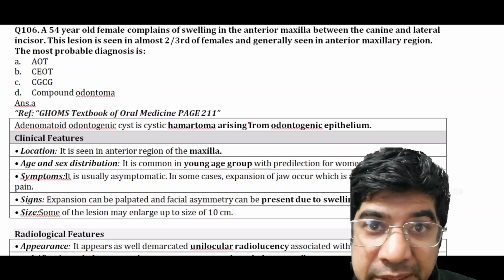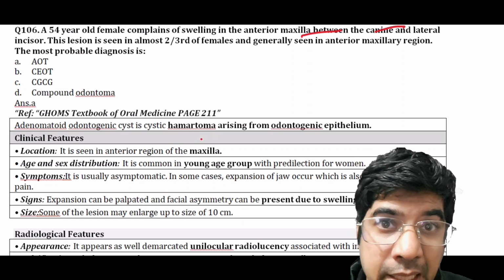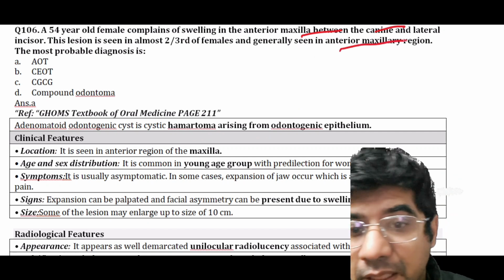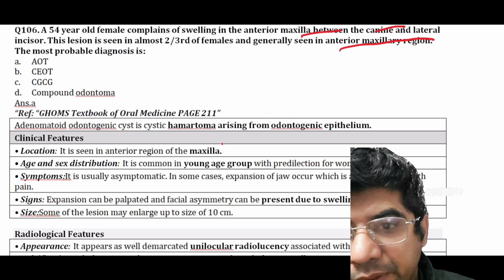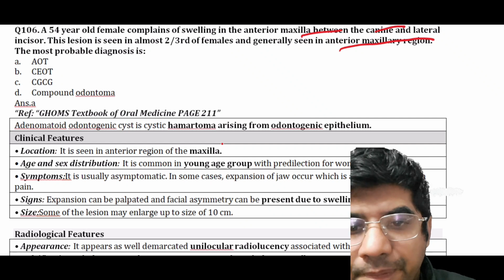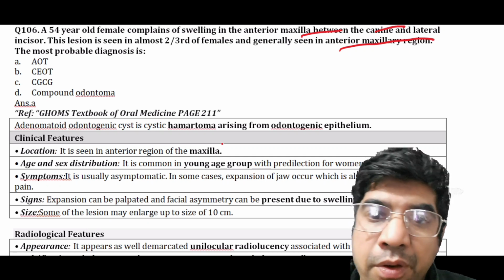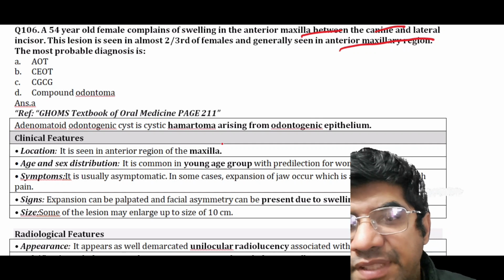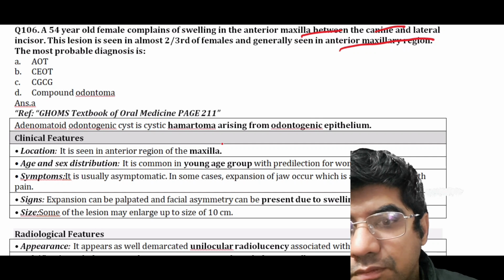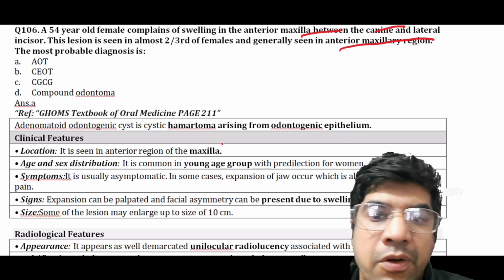A 54-year-old patient complained of swelling in the anterior maxilla between the canine and the lateral incisor. The lesion is almost two-thirds in females and is generally seen in the anterior maxillary region. Your diagnosis would be adenomatoid odontogenic tumor. It is commonly seen in the anterior region of the maxilla, in young age groups, with a predilection for females. There would be facial asymmetry due to the swelling. Lesions can enlarge, and on radiograph you would see a unilocular radiolucency. The location, female predilection, asymptomatic nature and radiological features are consistent with adenomatoid odontogenic tumor.